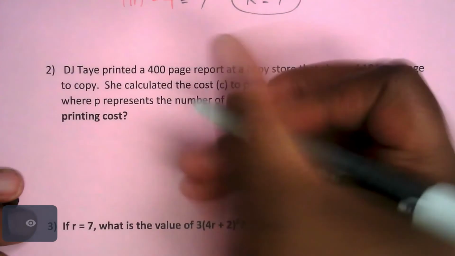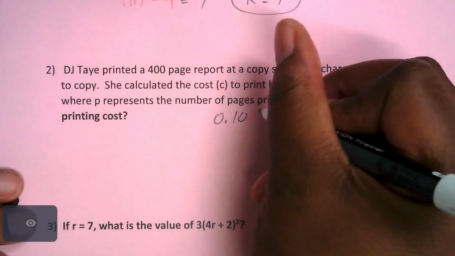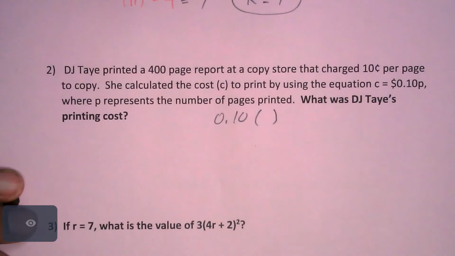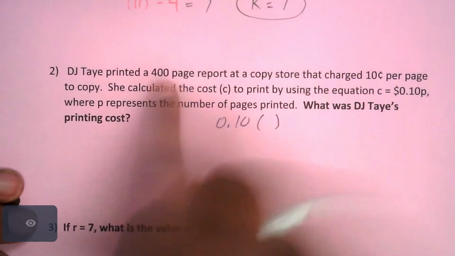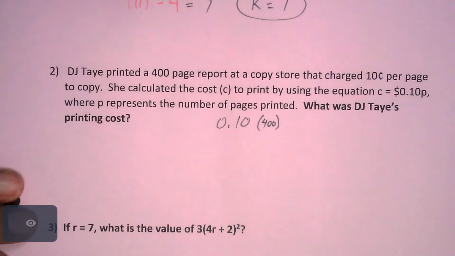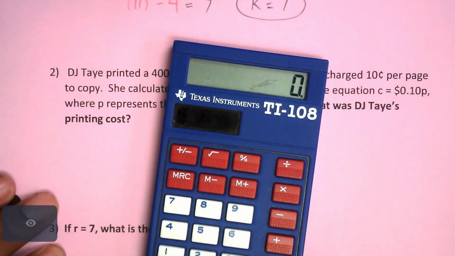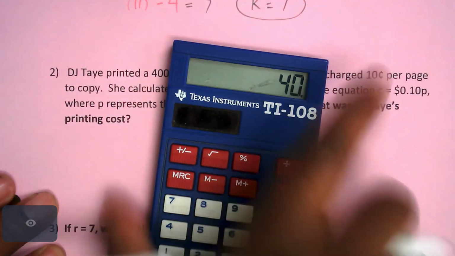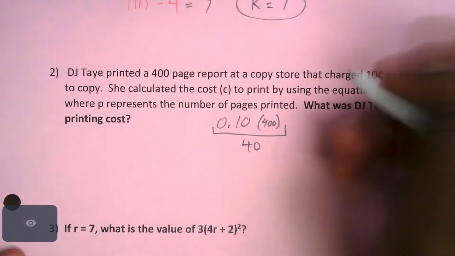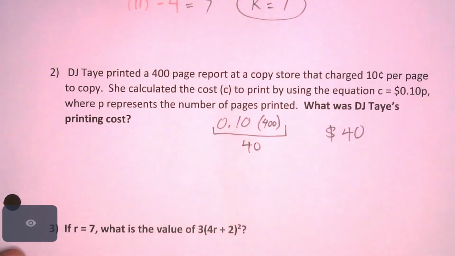So I have my 10 cents times P. Where that variable is, I'm going to put a parking space. And now I know I need to plug in that she printed 400 of those pages. So my 10 cents times 400 pages, and you can pop that into the calculator pretty quickly. 0.10 times 400 will give us $40. So what was DJ Tay's printing cost? $40.